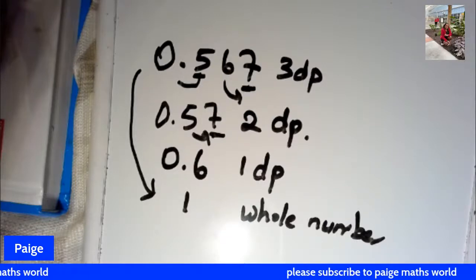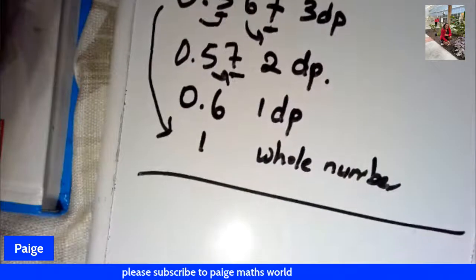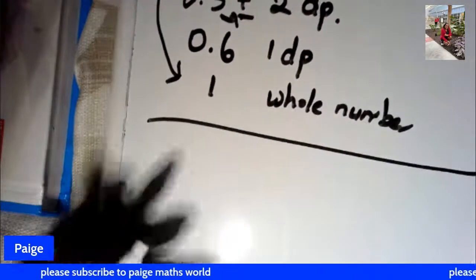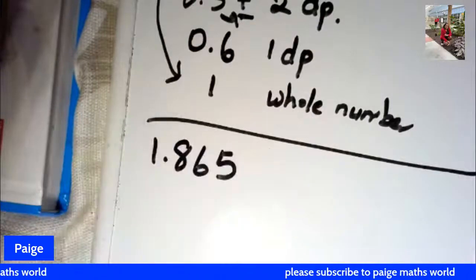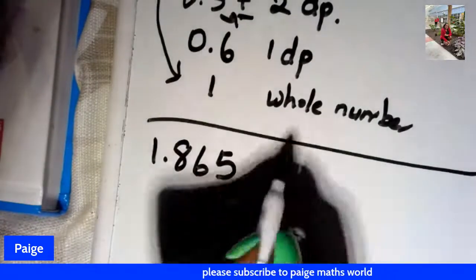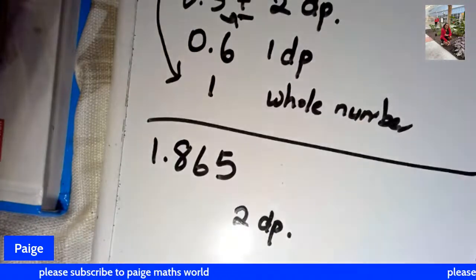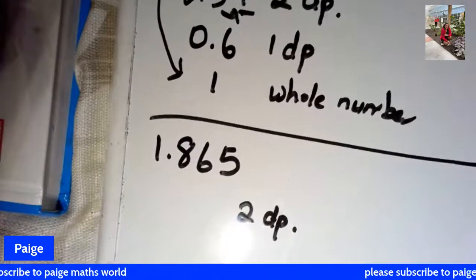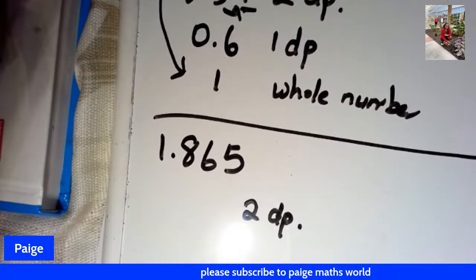All right. I'm going to give you guys one to try. I'm going to ask you to round this off to the nearest 2 decimal places and type your answers in the chat. So 1.865, you're going to round that off to the nearest 2 decimal places.